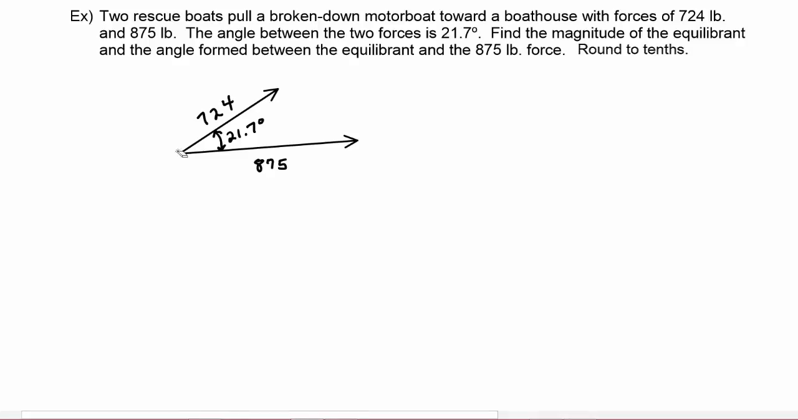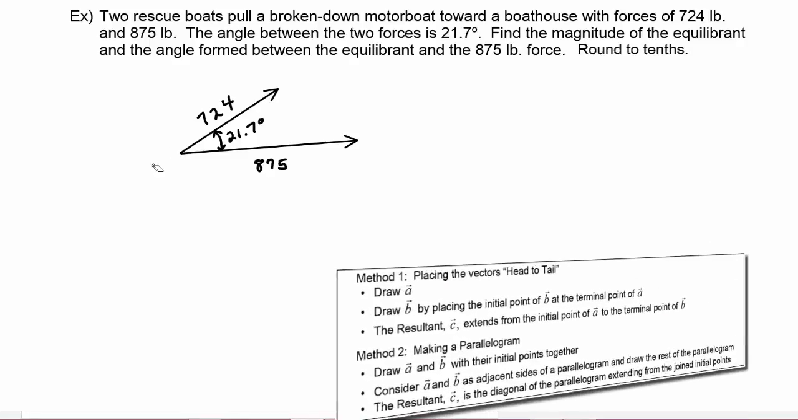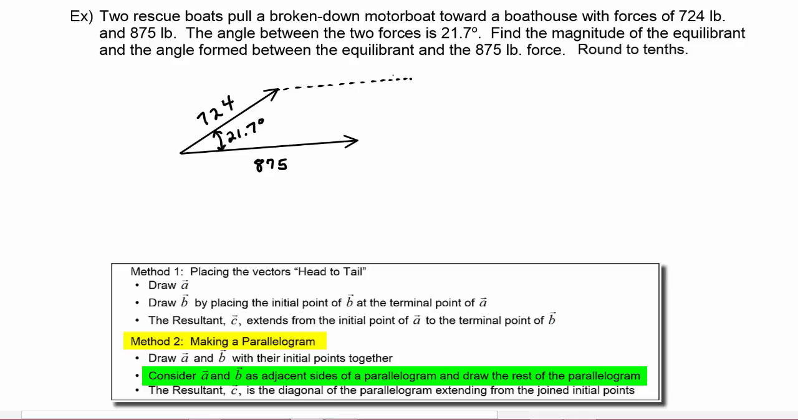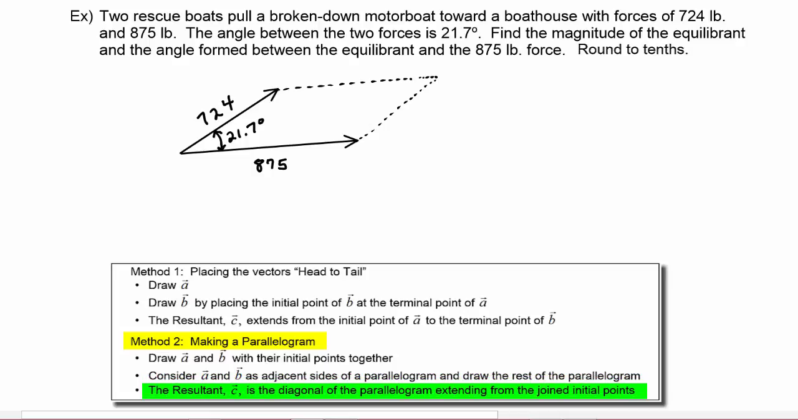Because the two initial points of the vectors are together, we know that we are using the method for summing vectors where we create a parallelogram. So let's do that. Opposite the 875, we'll draw a side that is parallel and equal in length. Opposite the 724 side, we will draw in a dotted line that's parallel and equal in length. And we know that the resultant is the diagonal starting from the joined initial points.